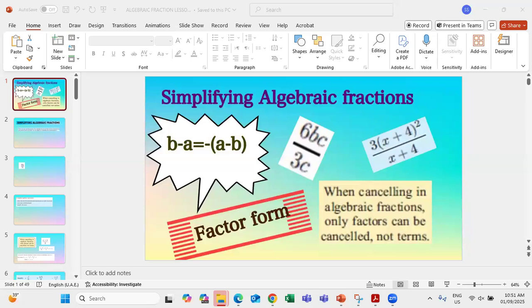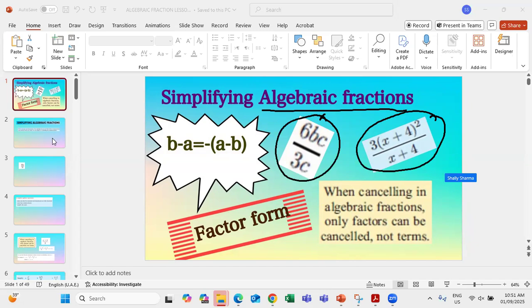Hello everyone. In today's lesson, we are going to work on the concept of simplifying algebraic fractions. So first of all, we will be learning what an algebraic fraction is. If you see this expression here, this is an algebraic fraction. This is another algebraic fraction.